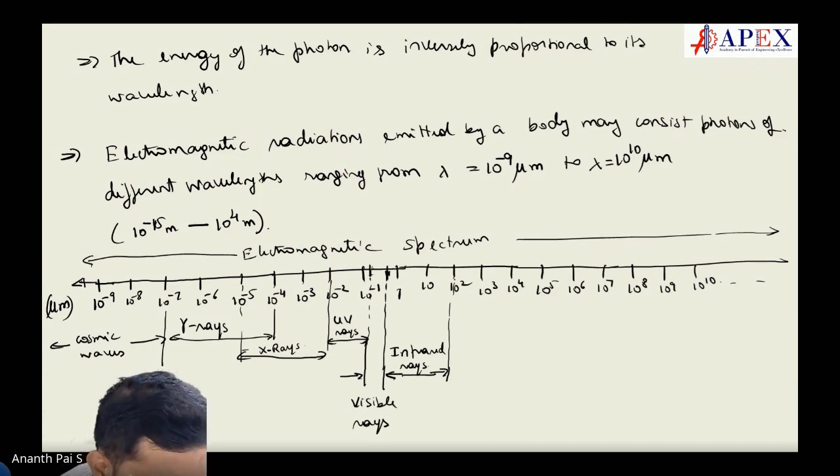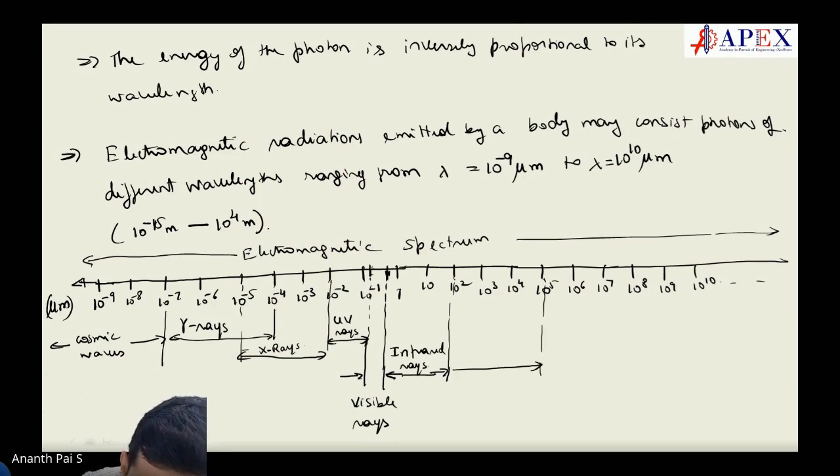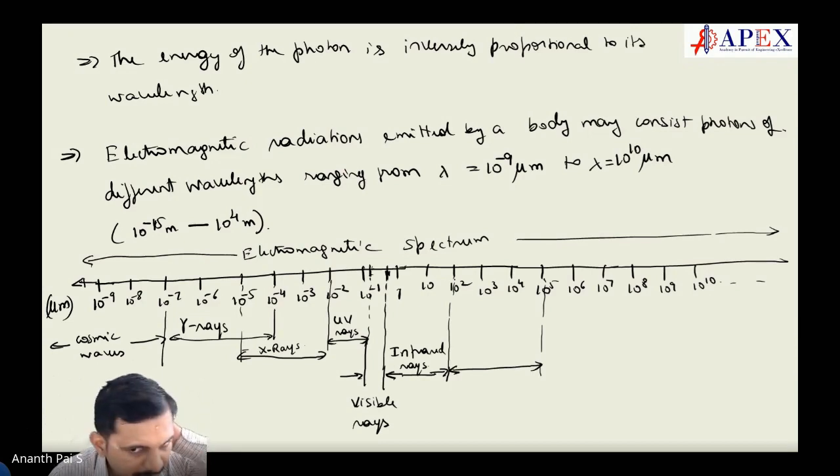After infrared, from 10 power 2 to around 10 power 5 micrometer, which means around 10 centimeters, these are called microwaves. You use a microwave oven, right? So that's microwaves.